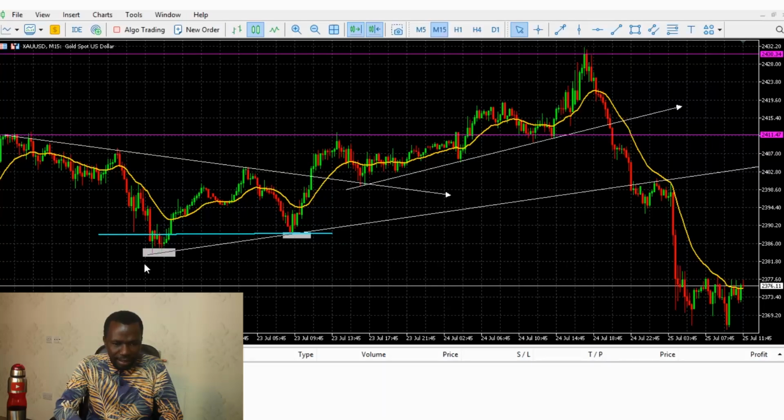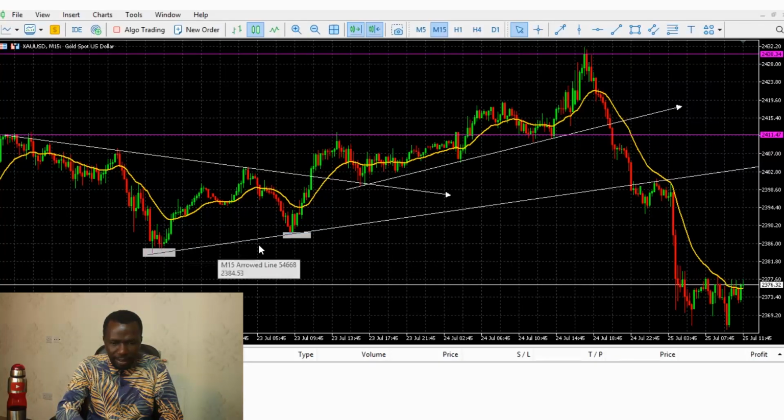So you can clearly see that the price is now heading up. That is why we use our trend line to connect the lows and then extend it into the future, right? So whenever price comes to the trend line, we cannot take a sell trade until the price breaks below the trend line.